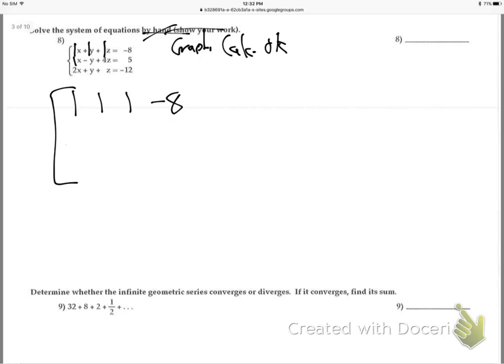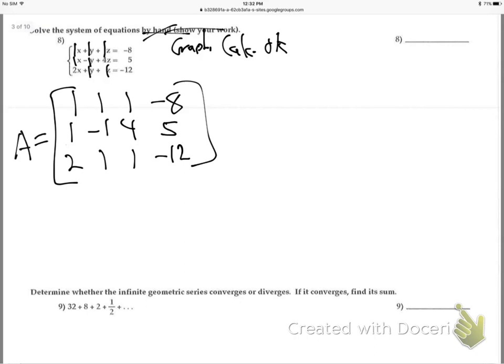And then 1, -1, 4, 5, and then 2, 1, 1, -12. Just type that into your calculator, right? Put that in matrix A, like I wrote up last time. And then you got that step 1. Put that in matrix A.